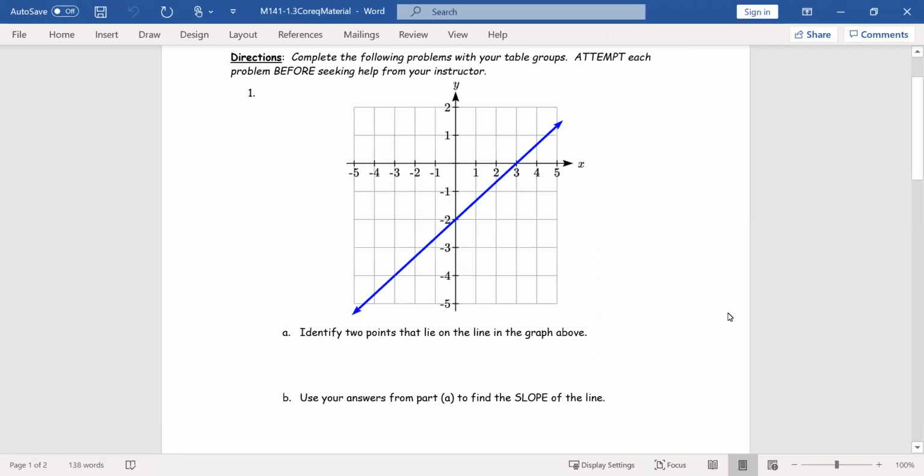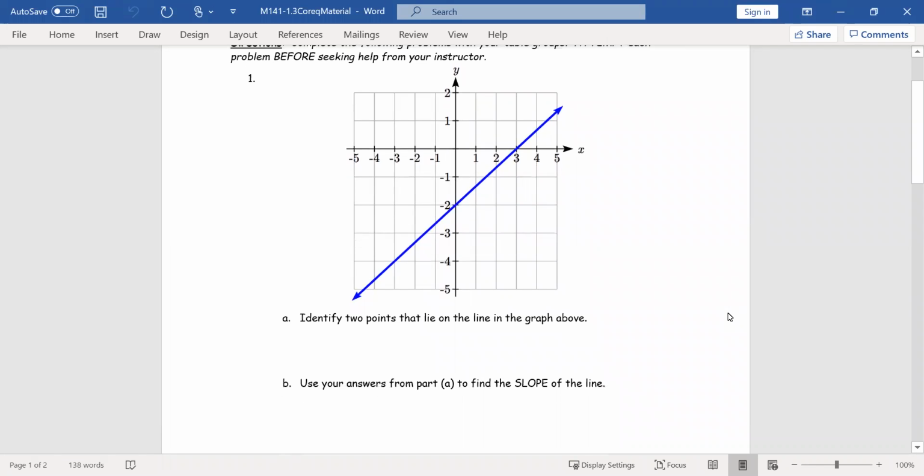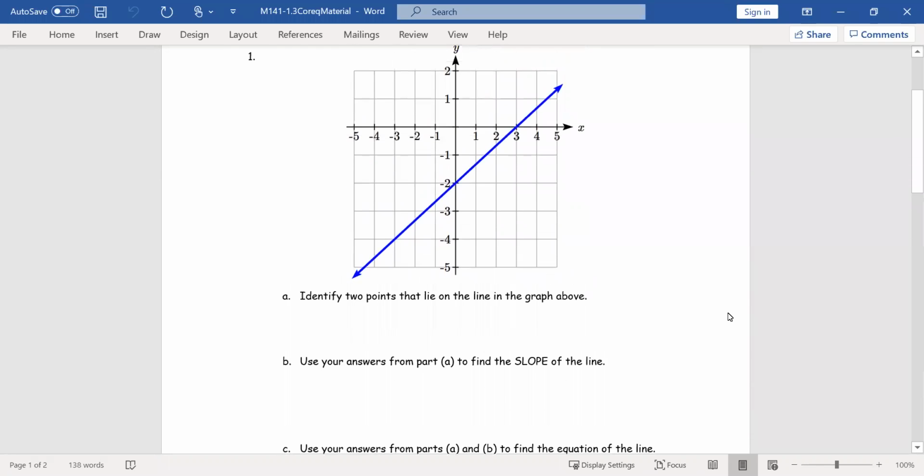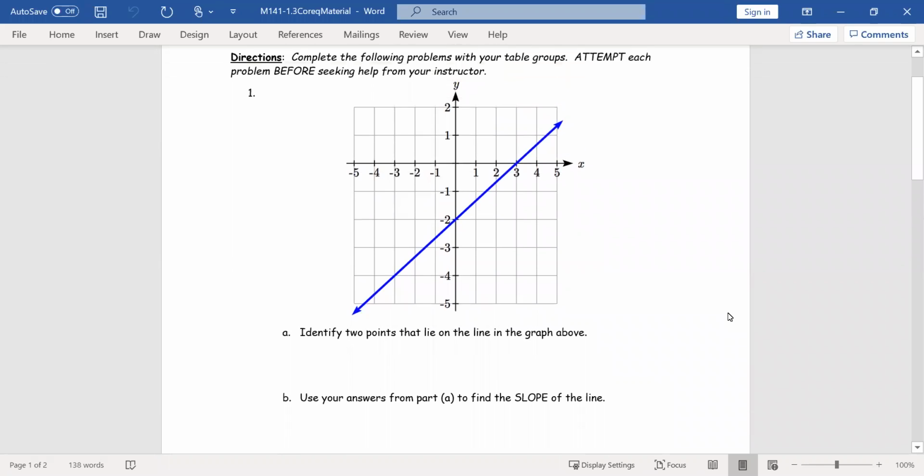All right, so the first one here, we're given the graph of a line and we are asked to do a few things. So the first is identify 2 points that lie on the line in the graph, then find the slope of the line, and then use our answers from A and B to find the equation of the line. So part C we're going to do up above. All right, so first thing, finding points.